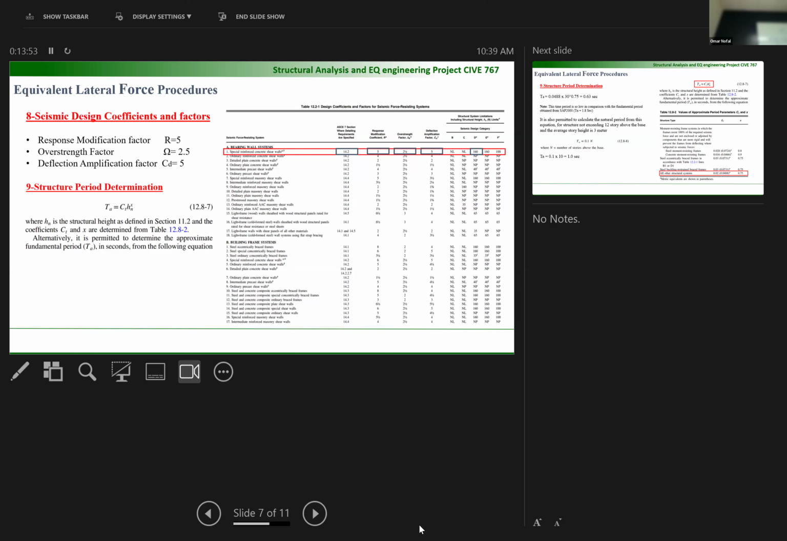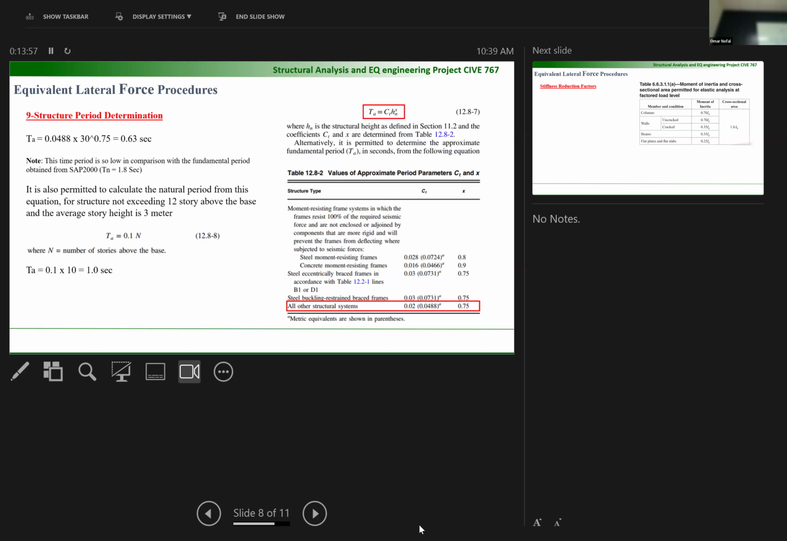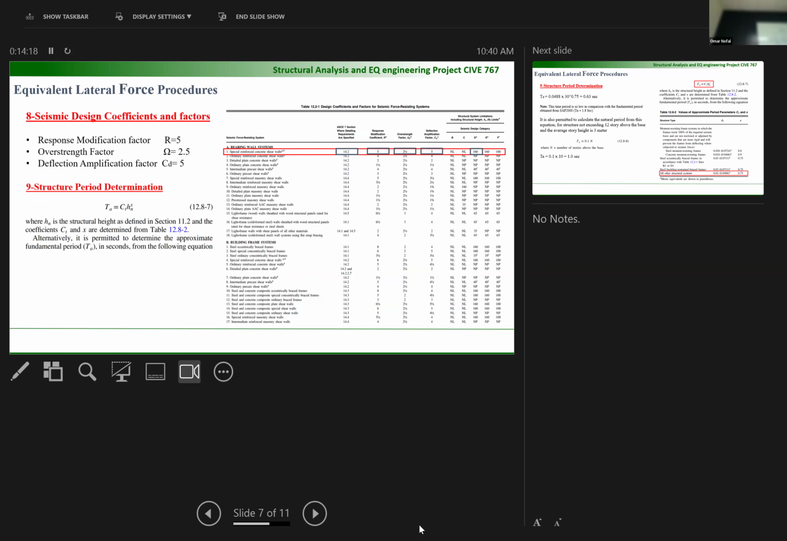That's CT multiplied by HN to the power X. So let's look. There's a table that tells you if your building is a steel moment frame, or a concrete moment resisting frame, or there's a shear wall. I believe here is the all other structural systems, which is a shear wall. So you're going to pick this number. This is the CT, and this is the X. You go back, substitute in your equation, and you are going to find the natural period of the structure.